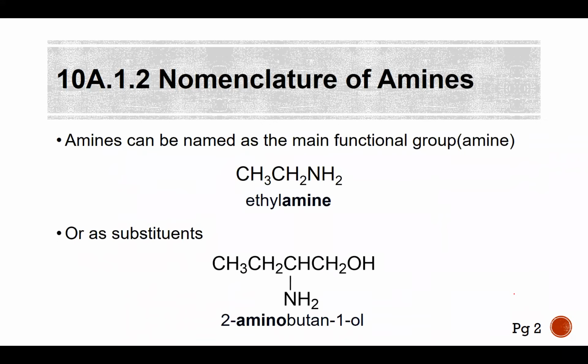When only an amino group is present, then the amine will be named as the main functional group. It will appear as the suffix amine. 2 carbons here, so ethylamine. When there's a functional group of higher priority, then the amine will be named as a substituent. It will appear as a prefix, amino.